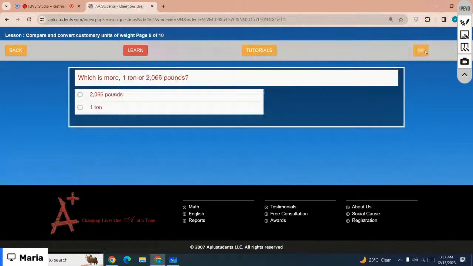Which is more, 1 ton or 2,066 pounds? Which is the correct option? 2,066 pounds is more than 1 ton because 1 ton equals 2,000 pounds.